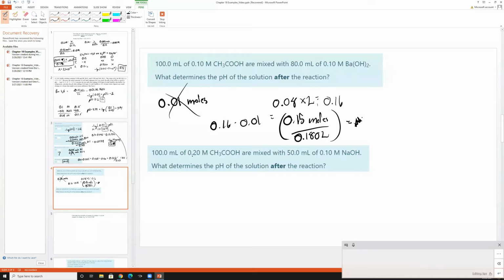Next one, you have 100 mils of the same thing, acetic acid, but at double the concentration. So that means you're going to have double the moles as the first one, so 0.02 moles. And you're being mixed with 50 mils of 0.1 molar NaOH, which the amount of moles of that is going to be 0.005 moles. Oh, sorry, 0.005 moles.